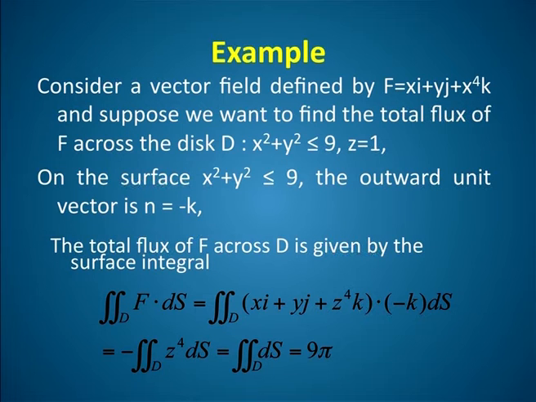The total flux of f across D is given by the surface integral, that is equal to the double integral over D of f dot ds, that is equal to the double integral over D of x i plus y j plus z to the power 4 k dot minus k ds, that is equal to minus the double integral over D of z to the power 4 ds only, that is equal to the integral over D of ds only, since z is equal to 1, and its value is equal to 9 pi. This double integral over ds represents the area, since the integrand is 1, and the area of the circle of radius 3 is here 9 pi.